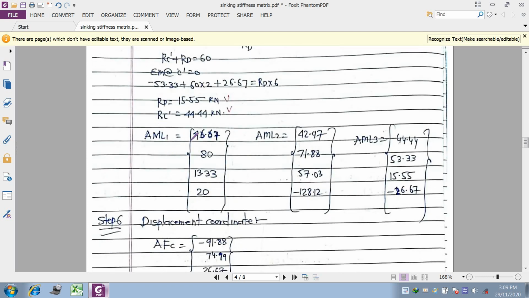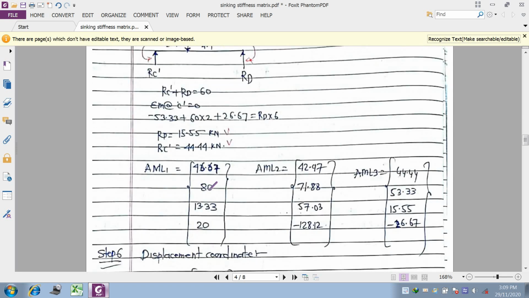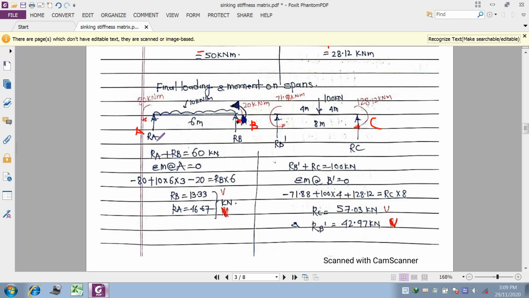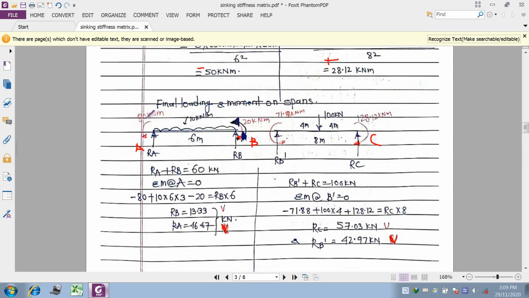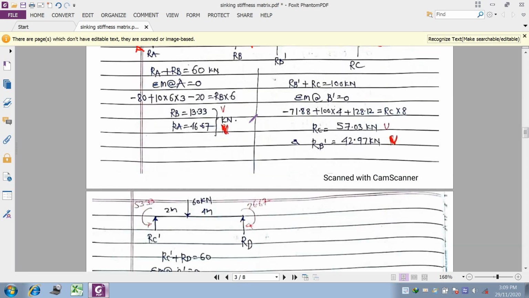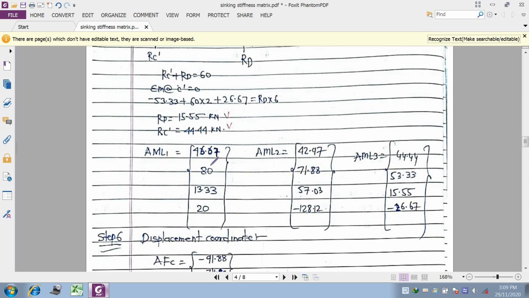Okay, now next is the calculation of RC and RD, which we have calculated based on AML1, AML2 and AML3. So AML1 will be equal to the first part, this one, this is vertical, okay, 46.67, then 80, then 13.33, then 20. We remember that this is minus 80 and this is minus 20, but when we put this value in our load matrix, it will always be plus.